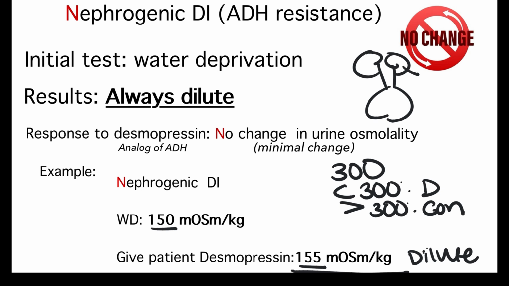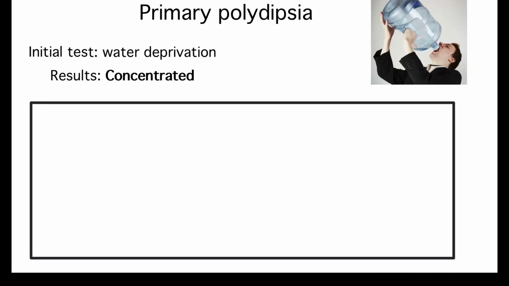You see, 150 to 155. Come on, you guys, that's not a major change. So remember, nephrogenic, no change in urine osmolality. That means the urine will still be dilute. Now on to the last section, primary polydipsia.